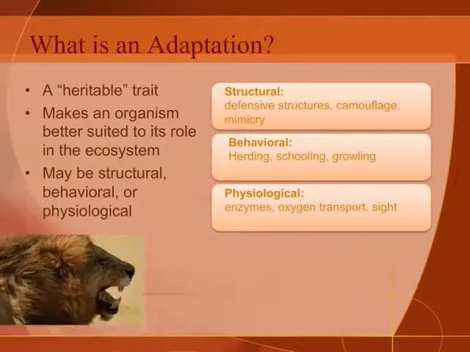An example of a structural adaptation might be the sharp teeth of a lion. The lion is adapted for tearing into meat. You can see some other examples of structural adaptations on the slide: camouflage, for example, when an insect blends in with its environment or a frog blends in with its environment. Mimicry, when one organism resembles another organism. These are examples of structural adaptations.